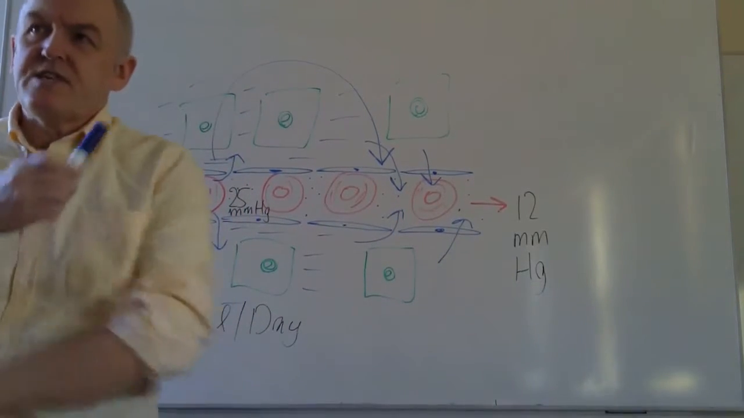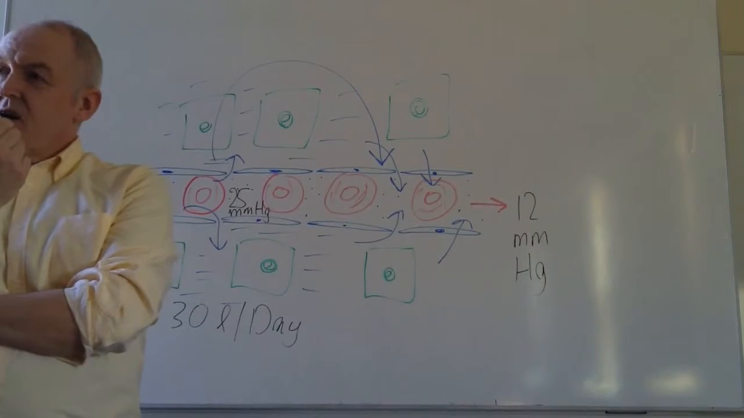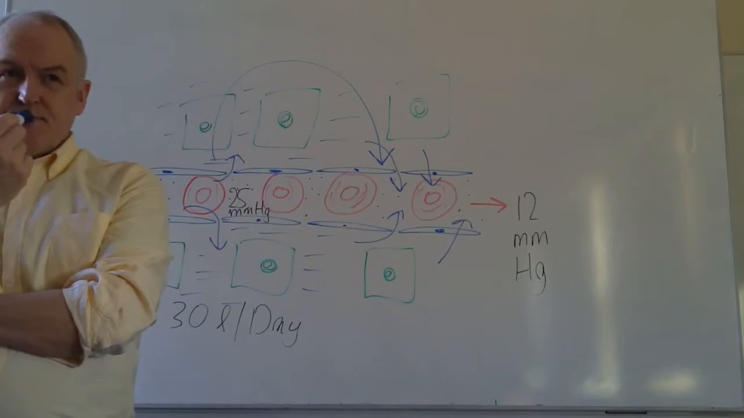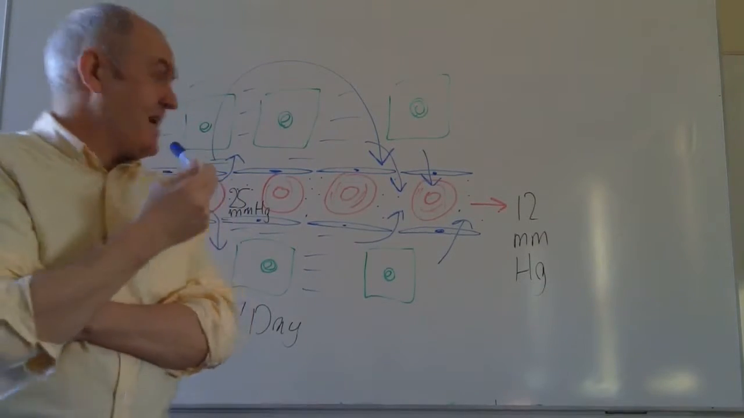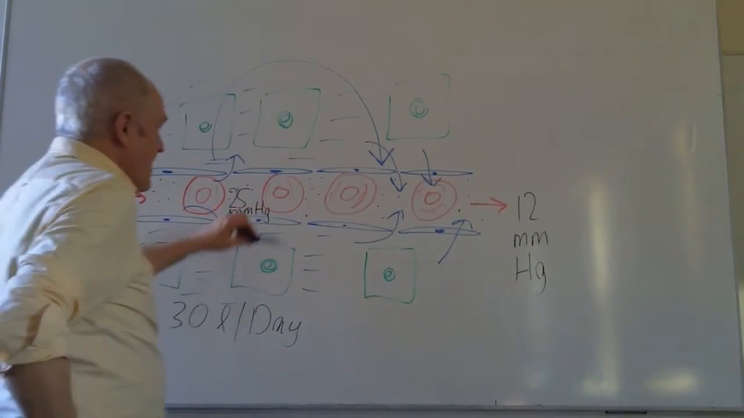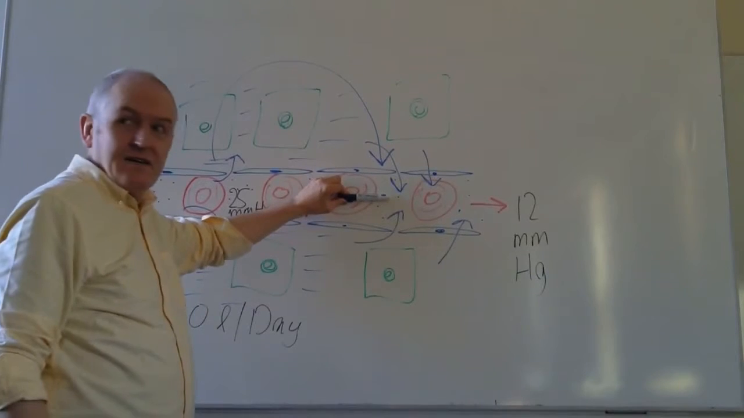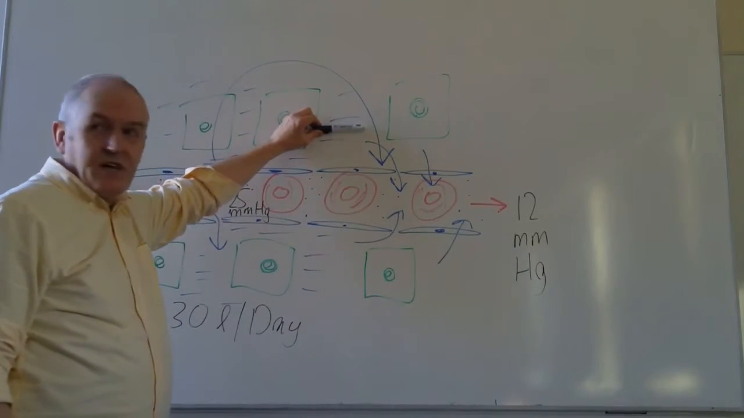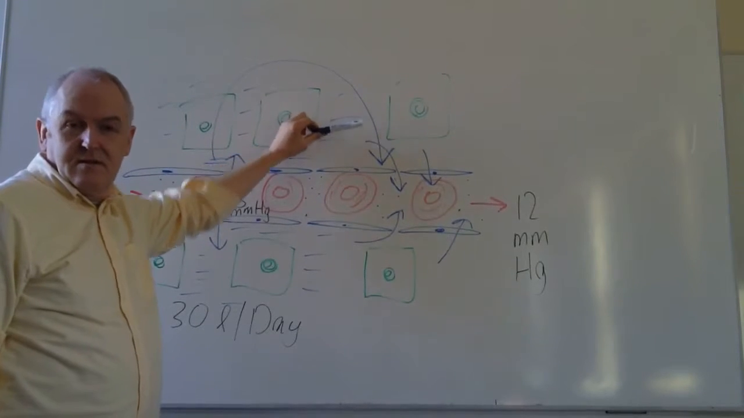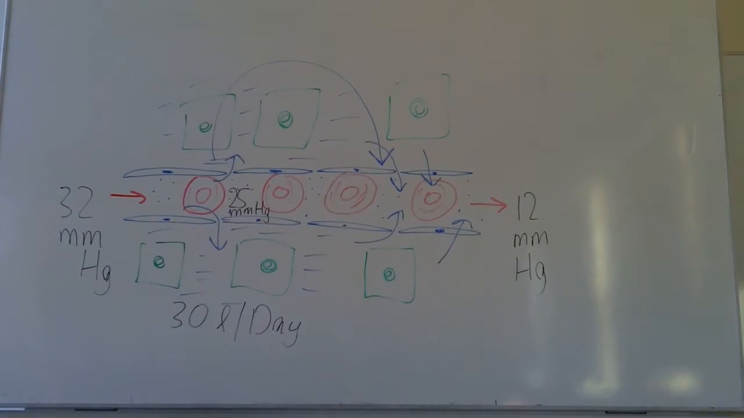Without the plasma proteins, we haven't got the osmotic suction effect. We have to have the plasma proteins here, but we don't want the plasma proteins on this side of the membrane. We have to have them inside.